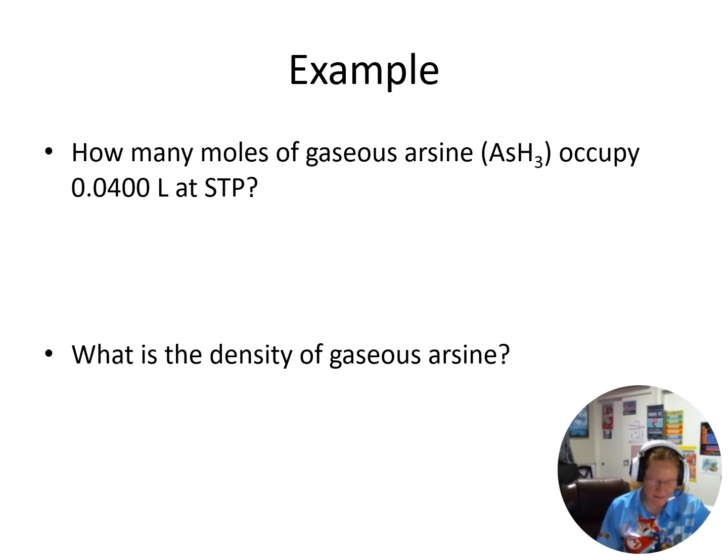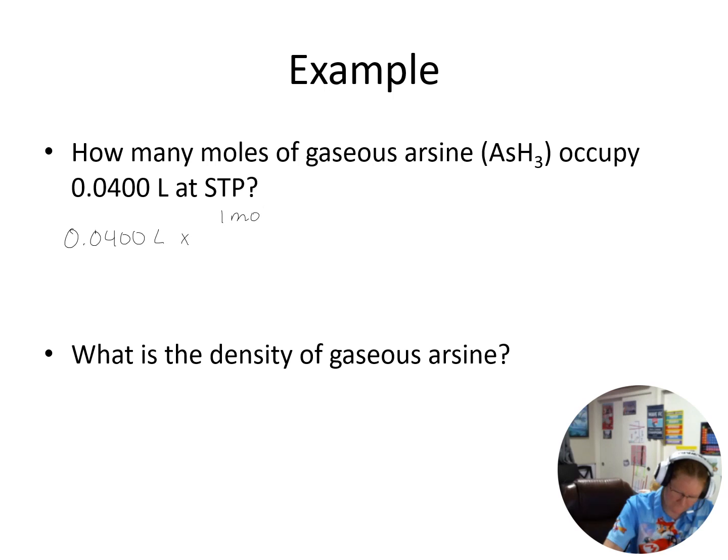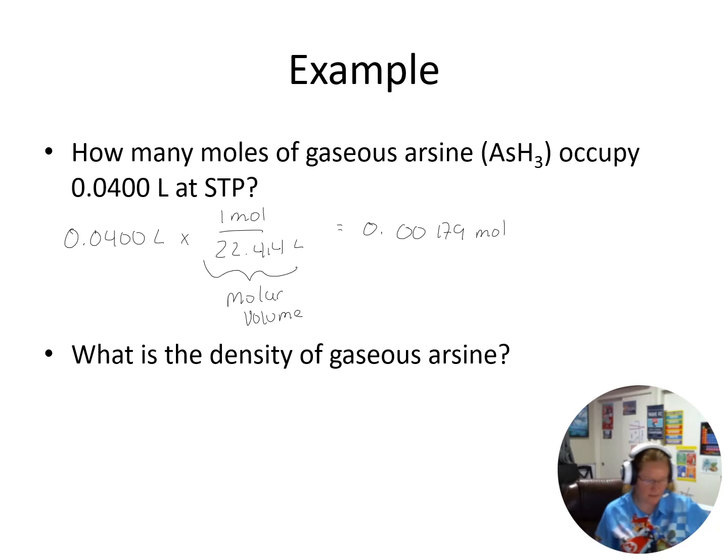Then we can take a look at this. We can figure out how many moles our gaseous arsine occupies at STP. This is just a reminder of that molar volume. Remember, this is molar volume. And what you're going to get is 0.00179 moles.